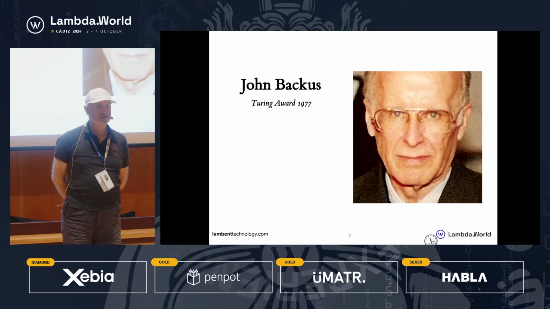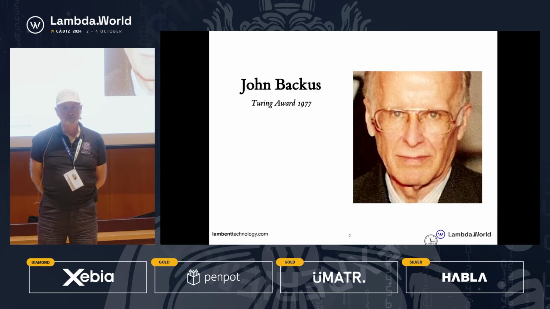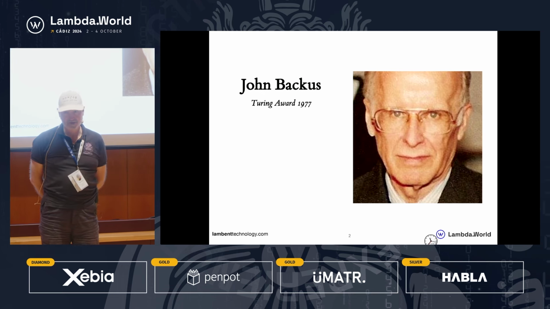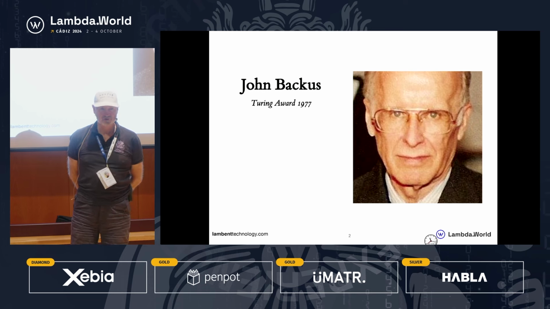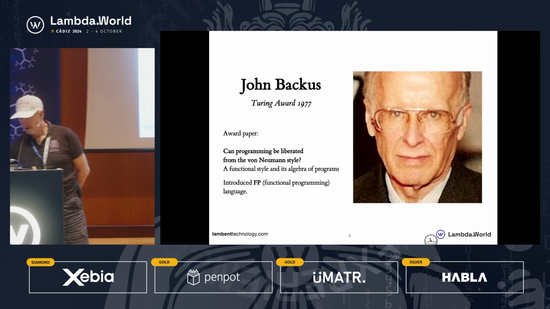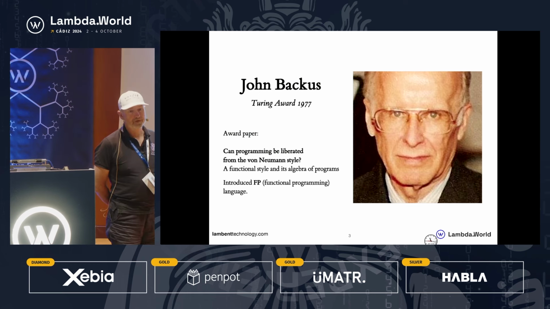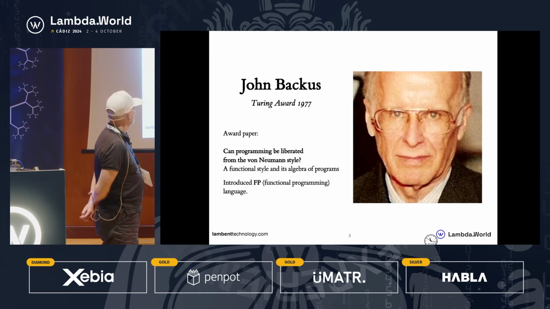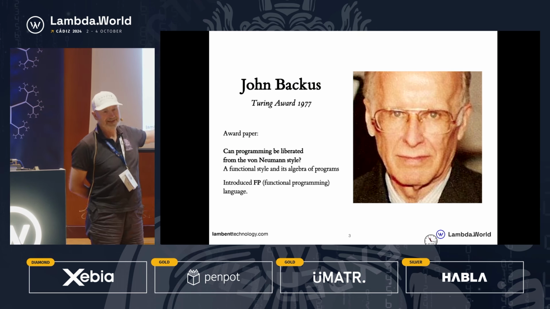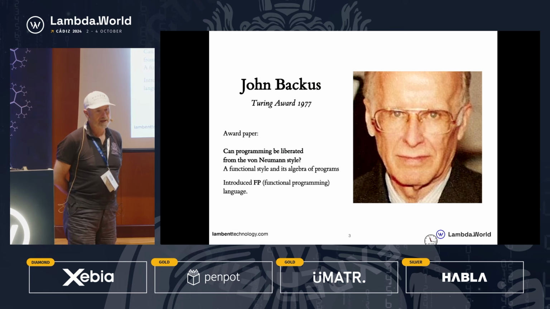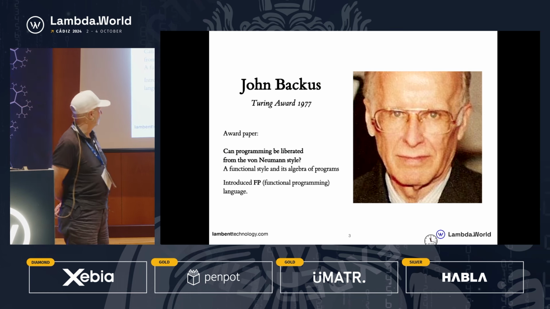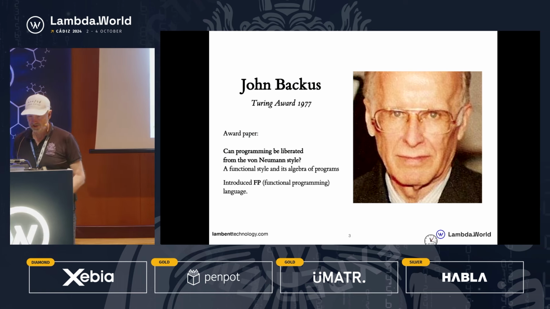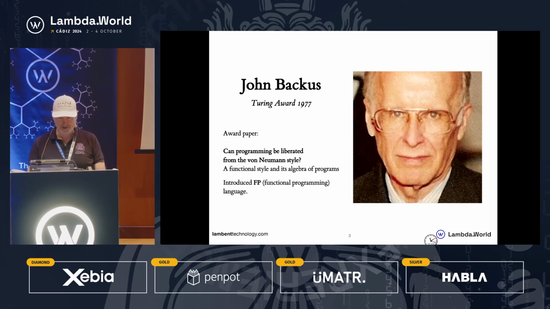Functional programming, of course, starts with John Backus, who won the Turing Award in 1977. He didn't win it for his work on functional programming. He won it for his work on Fortran. But he gave a lecture and a paper for the award. The Turing Award, as you know, is pretty much the Nobel Prize for software. He gave a paper on Can Programming Be Liberated from the von Neumann Style? And that was the origins of functional programming, and he introduced FP, a functional programming language, which was influential, but nobody actually used.